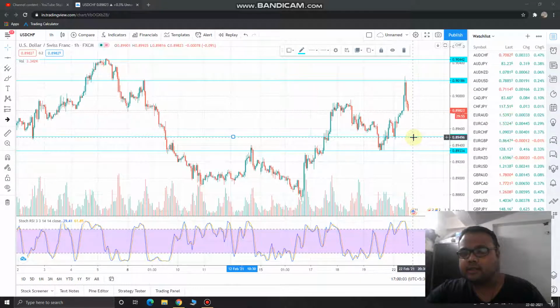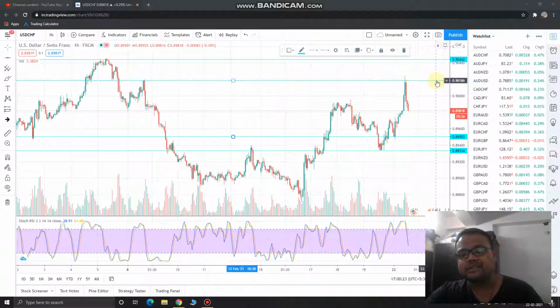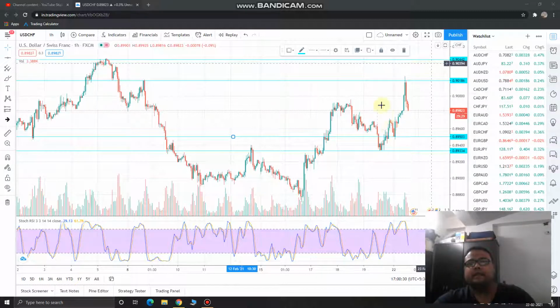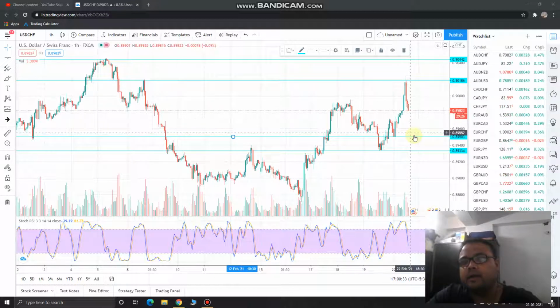So if after hitting this level of 0.8949, the market reverses from here, then you can go long. Okay, your target will be 0.9019. If you buy here, then this will be your first target. If it crosses this level this time, then your second target will be 0.9044. Okay, and in case the market fails to reverse from here, then there's a high chance that it will reverse from this particular level of 0.8933.